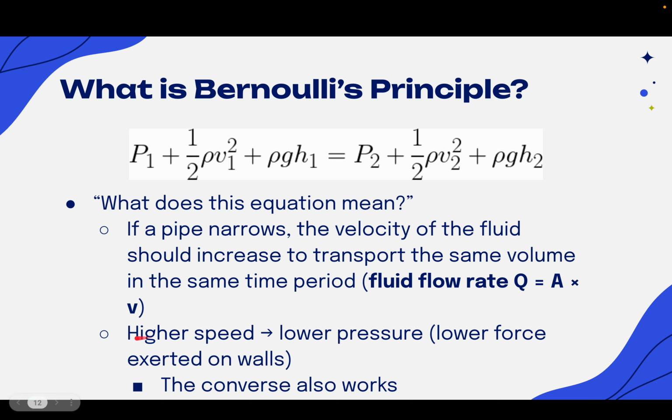And the higher speed that's caused from the narrow pipe causes the lower pressure. This happens because when particles pass through the tube faster, they have less time to contact the walls of the tube.